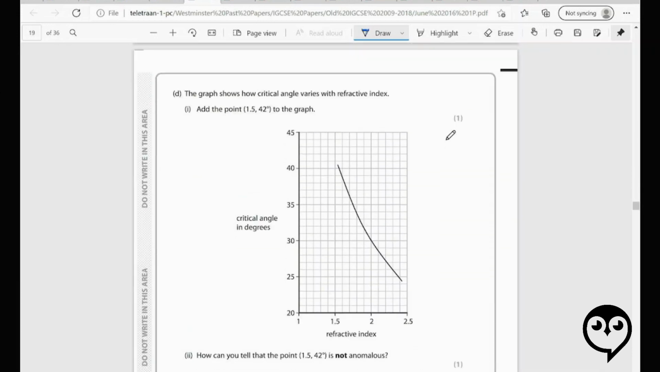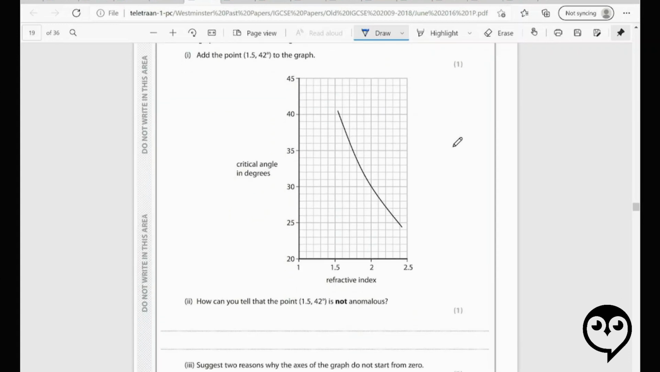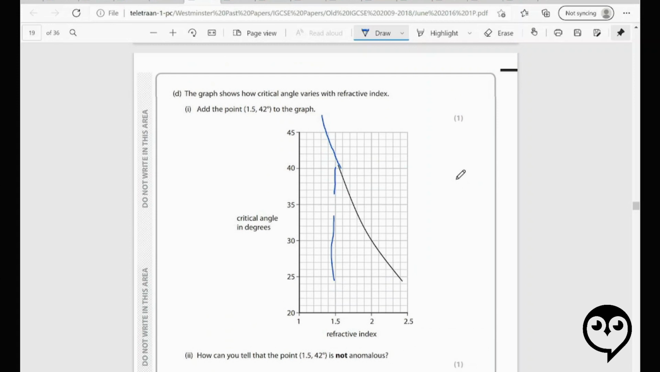This graph shows how the critical angle varies with refractive index. Okay, how can you tell the point 1.5, 42 is not anomalous? Well, 1.5 is here, and it looks to me like this curve would probably continue along like that. So actually, I've got it right through 42 there. So you could just say extrapolate the curve, that kind of thing.